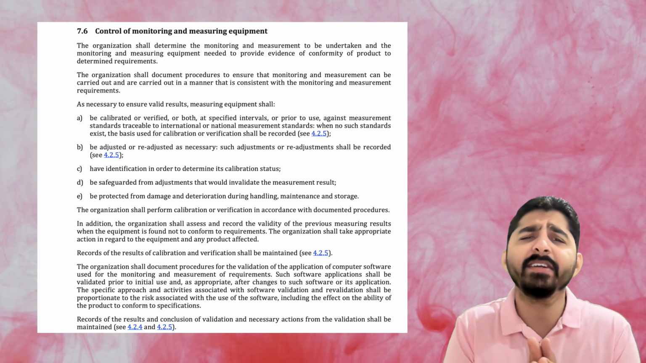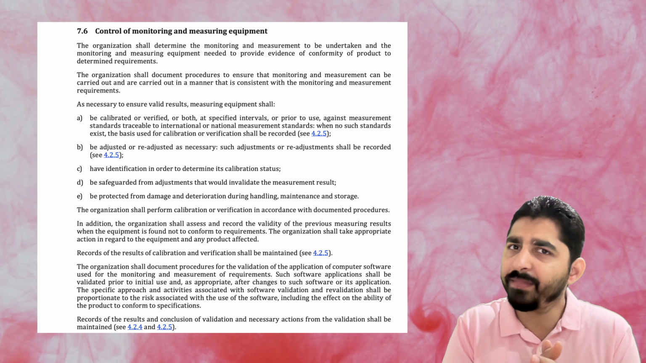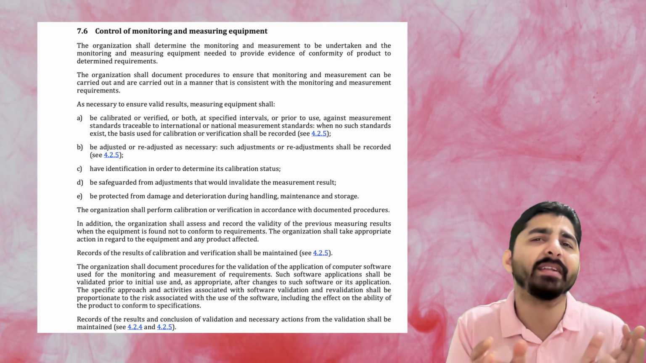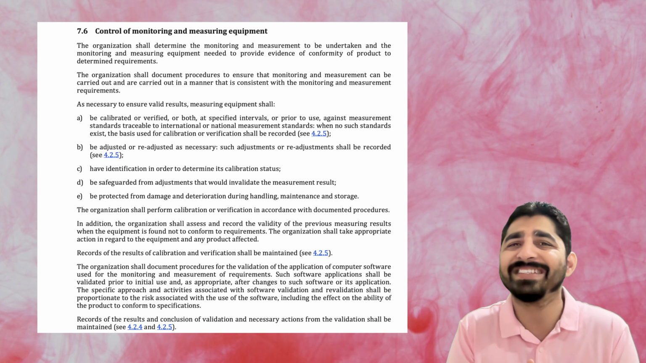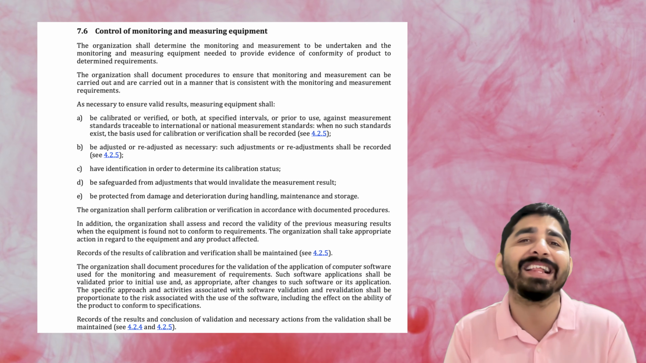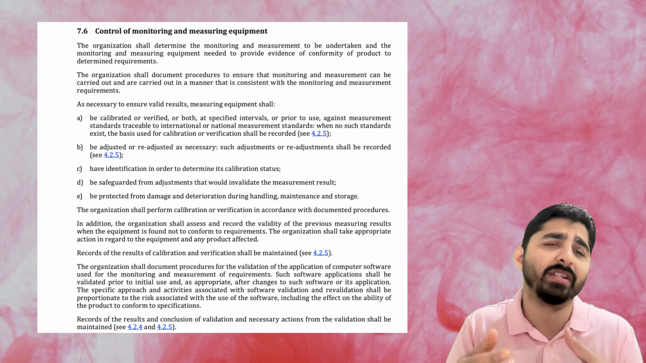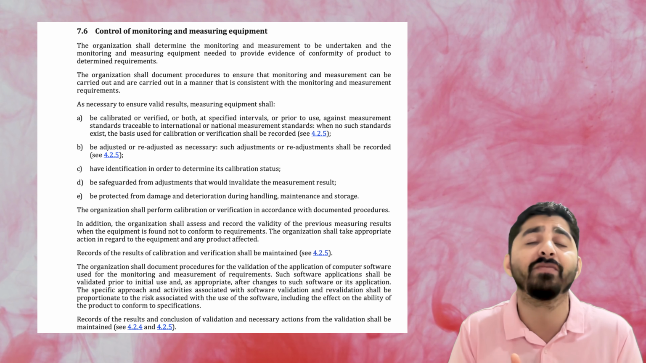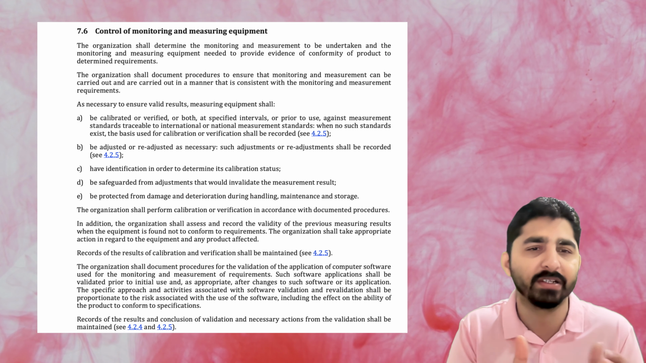C. Have identification in order to determine its calibration status. So if any of my measuring equipment is lying in any area, it should have proper labeling information. When I say labeling, it means it should bear a calibration label, an equipment identification label, or a qualification label, so that they can properly determine the calibration status. Is it complying or not? Like done date, due date, all those things.